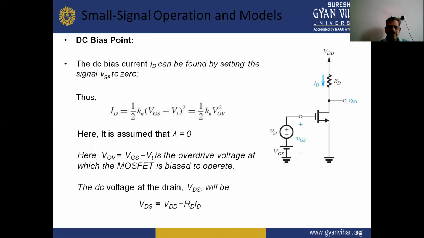For the DC bias point in this small signal operation model of the MOSFET, the DC bias current ID can be found by setting the signal vgs to 0. Thus, ID equals 1/2 Kn (VGS minus VT) whole squared, and also equals 1/2 Kn VOV squared. Here it is assumed that lambda equals 0. Here VOV equals VGS minus VT is the overdrive voltage at which the MOSFET is biased to operate.